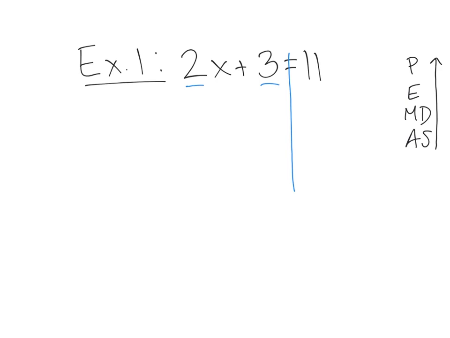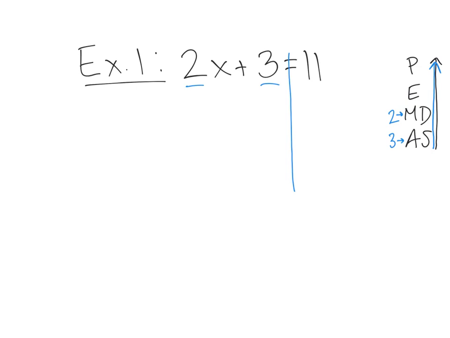PEMDAS stands for parentheses, exponents, multiply and divide, and add and subtract. In this case, our 3 would be in the add and subtract level, and our 2 would be in the multiply and divide level. So 3 is lower. Since we're undoing operations here, we're going to go in reverse. In this case, that 3 is lower, so we're going to know that we need to move the 3 first.